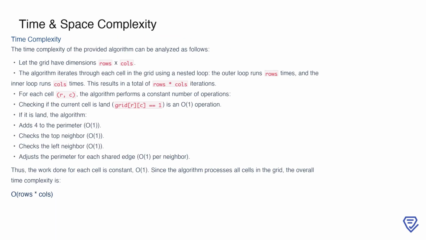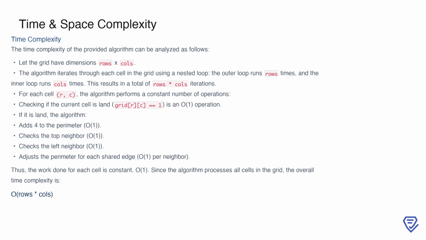To analyze the time complexity of this algorithm, we start by considering the grid's dimensions, which are defined as rows by cols. The algorithm processes each cell in the grid through a nested loop structure. The outer loop iterates over the rows, and for each row, the inner loop iterates over the columns. This results in rows * cols total iterations, as every cell is visited exactly once. For each cell, the operations performed are constant in nature.